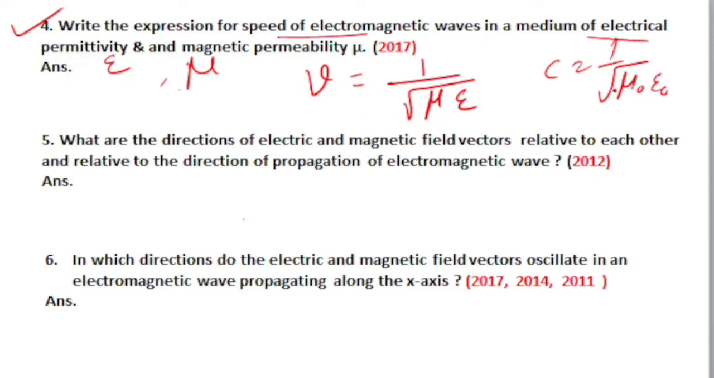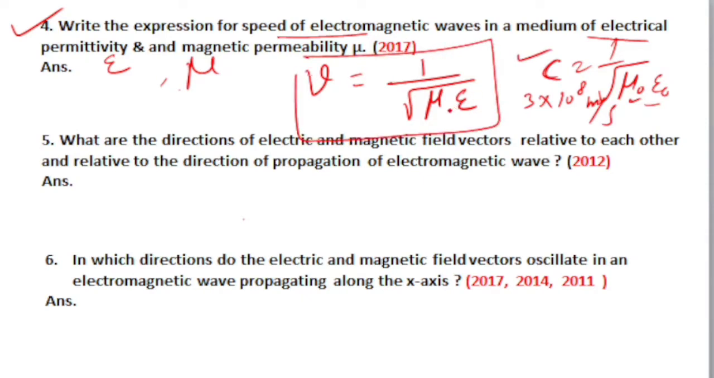Mu naught is permeability in free space. Epsilon naught is electrical permittivity in free space. If you know these two values, you can put them in and you get the speed of light, 3 into 10 to the power 8 meter per second. An electromagnetic wave travels with the speed of light in vacuum or free space, and the general relation is V equal to 1 by root over mu epsilon. This is the permeability and permittivity of the medium.